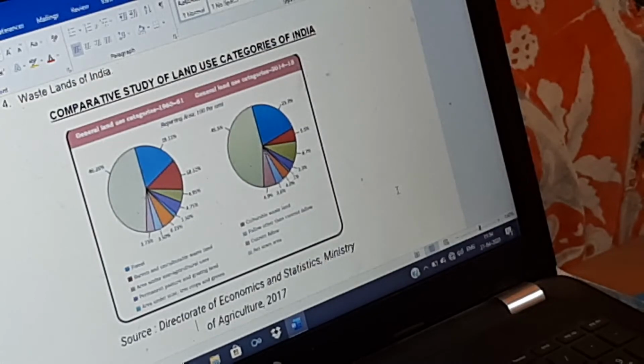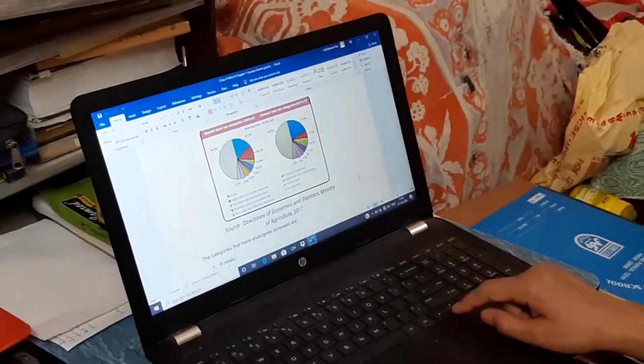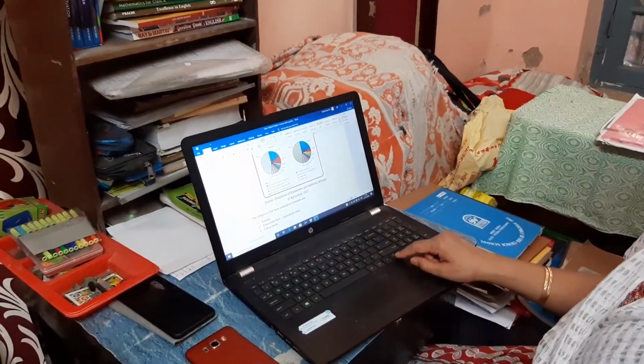So I have explained the comparative study between the land use categories of 1960 to 2014-15. Now your work, which is given in the worksheet also, is to list out which categories have increased and what is the reason behind it, and which categories have declined and what is the reason behind it. Already I explained it. Follow the video and try to write the answer in this order.